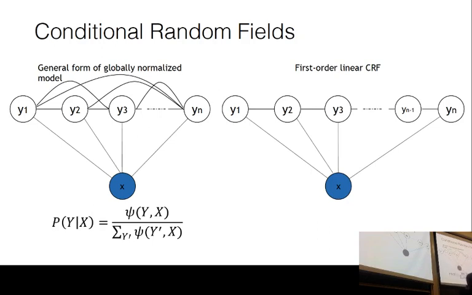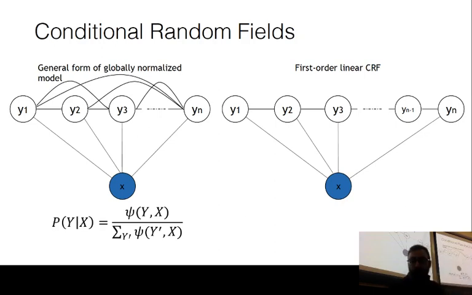So we came up with first order linear CRFs. Basically the assumption here is that each of the outputs is dependent on its neighboring ones. Notice that here there are no arrows, so it's not directed. It's not like y3 is dependent on y2 and x. It's y3 is dependent on y2, y4, and x.